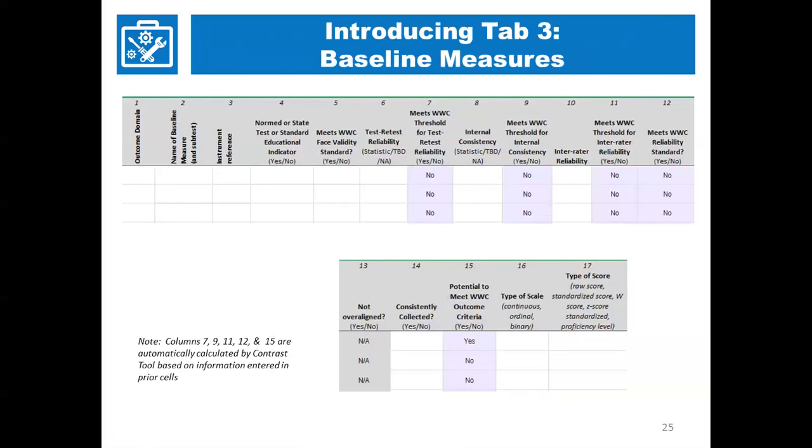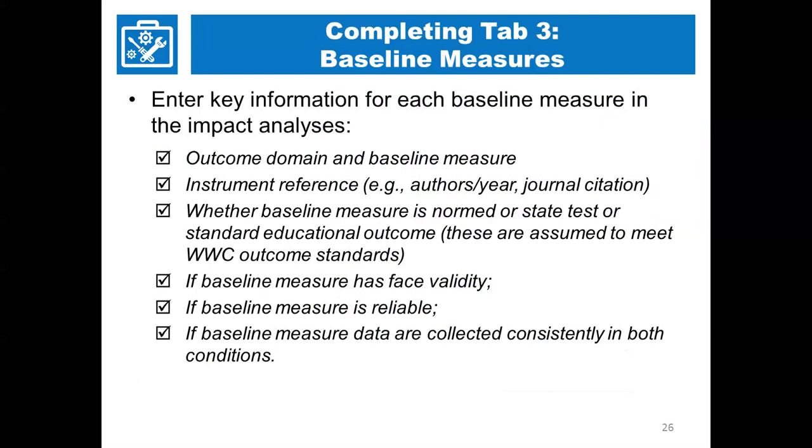The blank tab looks very similar to the outcome measures tab, because basically baseline measures need to meet the same standards as outcome measures, so you're going to go through the same process of looking at the validity, reliability, and consistency of data collection of any of the measures you're going to use to establish baseline equivalence. So all of the same elements are on this tab. And again, we provide a list for you of all of the pieces of information you need to know to complete the tab. And we're going to walk through it now with an example from our hypothetical study.